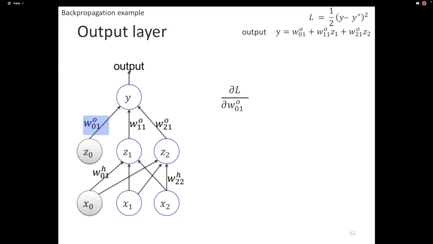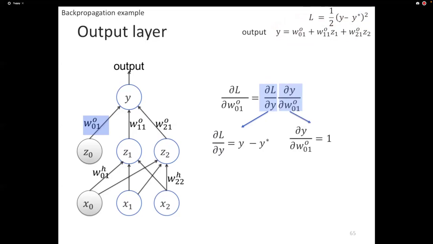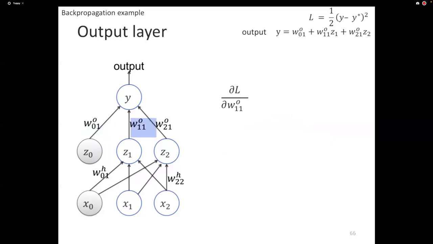Anyway, so let's compute the partial derivative of L with respect to W01. The loss is not directly a function of W01, but it's a function of Y, and Y is a function of W01. So the partial derivative is the product of these two things. Each of these two things, I know how to calculate. The partial derivative of L with respect to Y is simply Y minus Y star. The partial derivative of Y with respect to W01 is simply the number 1. So I know how to calculate this partial derivative.